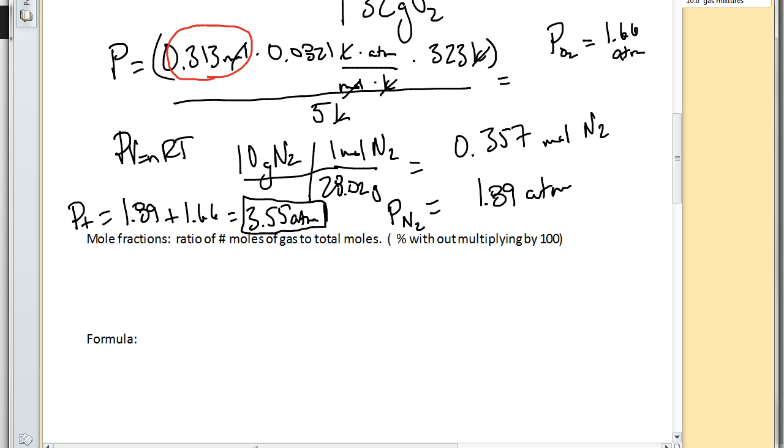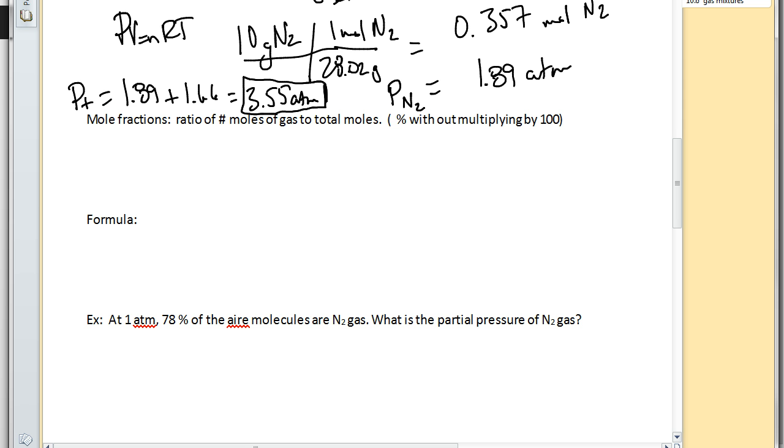We're talking about a slightly different topic, but very useful, and that's the idea of mole fractions. A mole fraction is a ratio of number of moles to total moles. Essentially, all this is the percentage without multiplying by 100. If we had, let's say, 90%, without multiplying by 100, that would be 0.90. If we were dealing with moles, that would be 0.9 over 1, essentially.